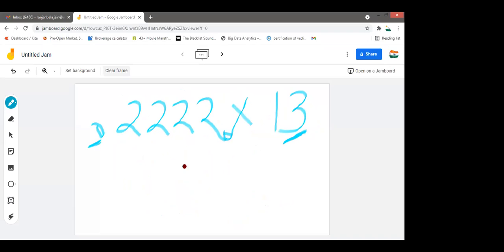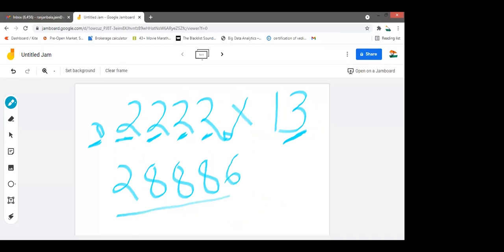3 zeros are 0 plus 2, 2. 3 twos are 6 plus 2, 8. 3 twos are 6 plus 2, 8. 3 twos are 6 plus 2, 8. 3 twos are 6 plus 0, 6. This is the answer. So simple. Understood what I have done? Each digit is multiplied by 3 and added with the next digit. So simple.